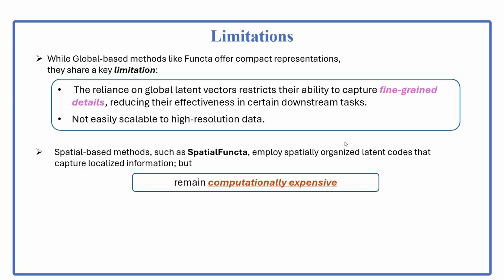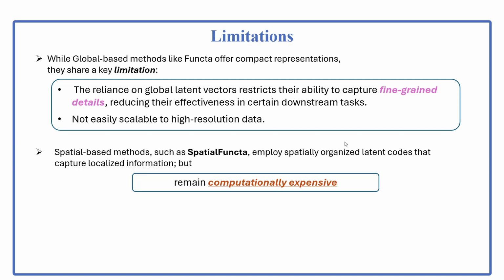But the Functa use the global vector just for your downstream task, and they have one key limitation here. We call them global-based methods, which have compact representations. The key limitation is that they rely on global latent vectors that restrict them from capturing fine-grained details, which reduces their effectiveness in certain downstream tasks.